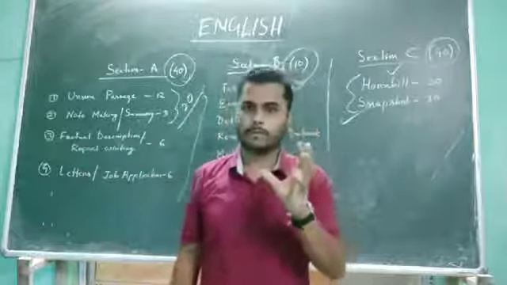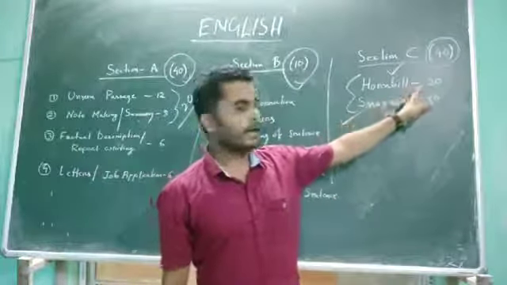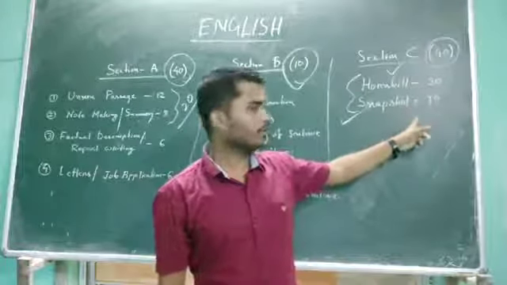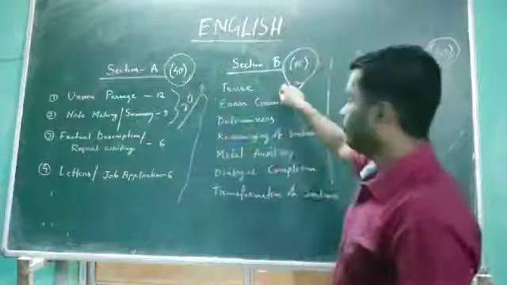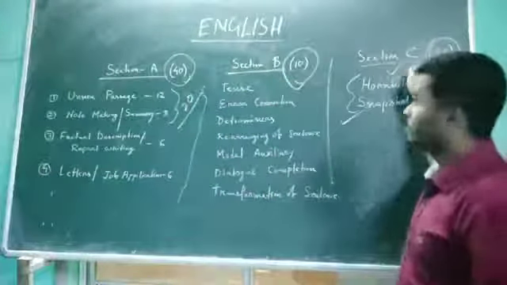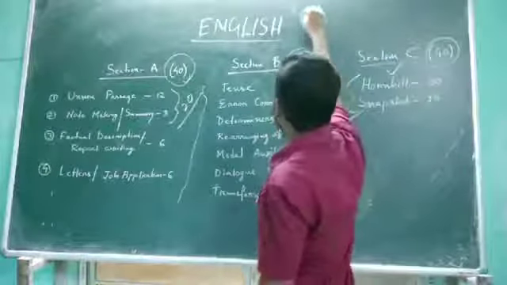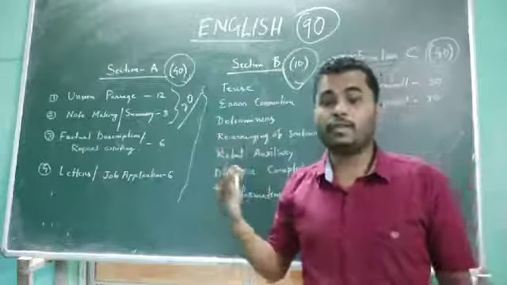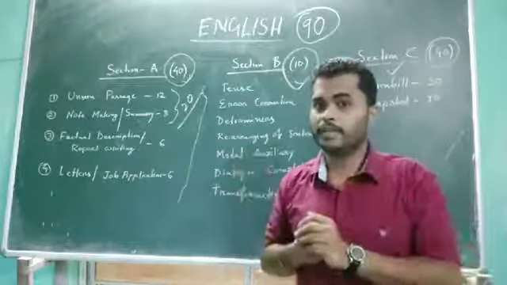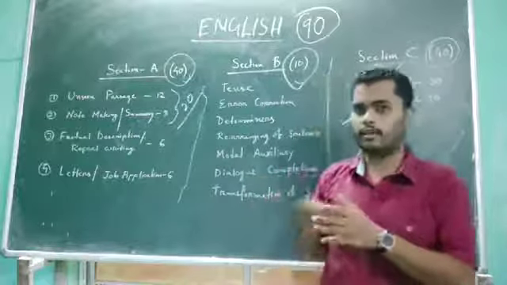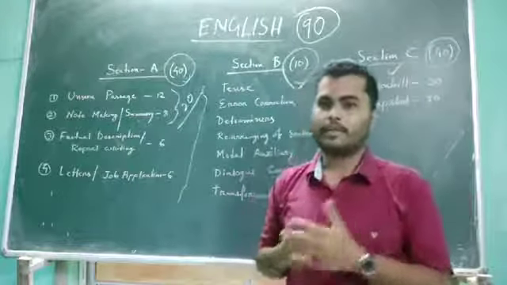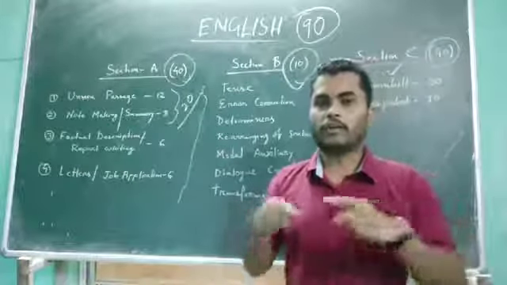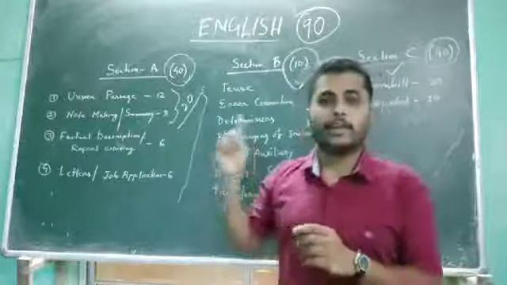From Hornbill 30 marks will come and from Snapshot 10 marks. That means 10 marks, so total 40 marks. 40 plus 10 is 50, plus 40 is 90. So you will have to attempt only 90 marks, and for the rest of the 100 marks, that means 10 marks, you will have to attempt a viva. The oral examination will be held in our college, and from that you will get the rest of the 10 marks. So this is all about the syllabus of General English SS First Year.